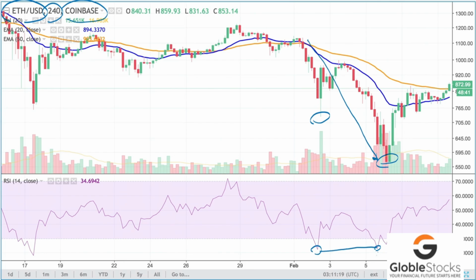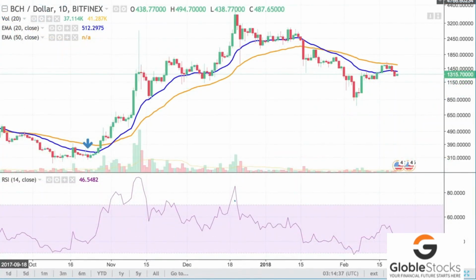Typically, when you're seeing a sell-off, you want to see lower readings on the RSI to know that the sell-off is going to continue. If the RSI diverges from the price, this is a signal that prices have typically bottomed out. And what we saw after this was the price of Ethereum went from about 570 all the way up to 900. Next, here's a chart of Bitcoin Cash versus the dollar.